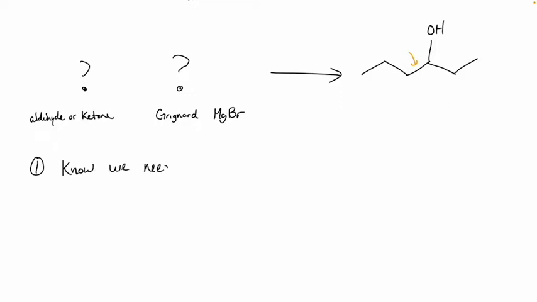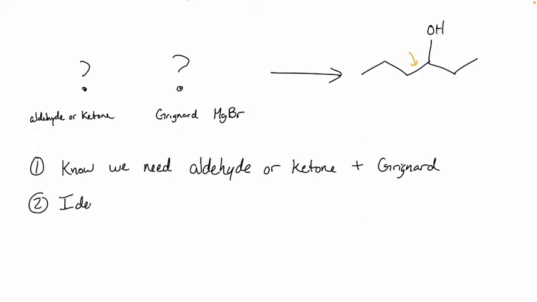So again, in these reactions, step one: we need an aldehyde or ketone with our Grignard. All right, step two, we got to identify our new carbon-carbon bond. And I explicitly pointed to one here, but let's just real quick identify the new carbon-carbon bond.